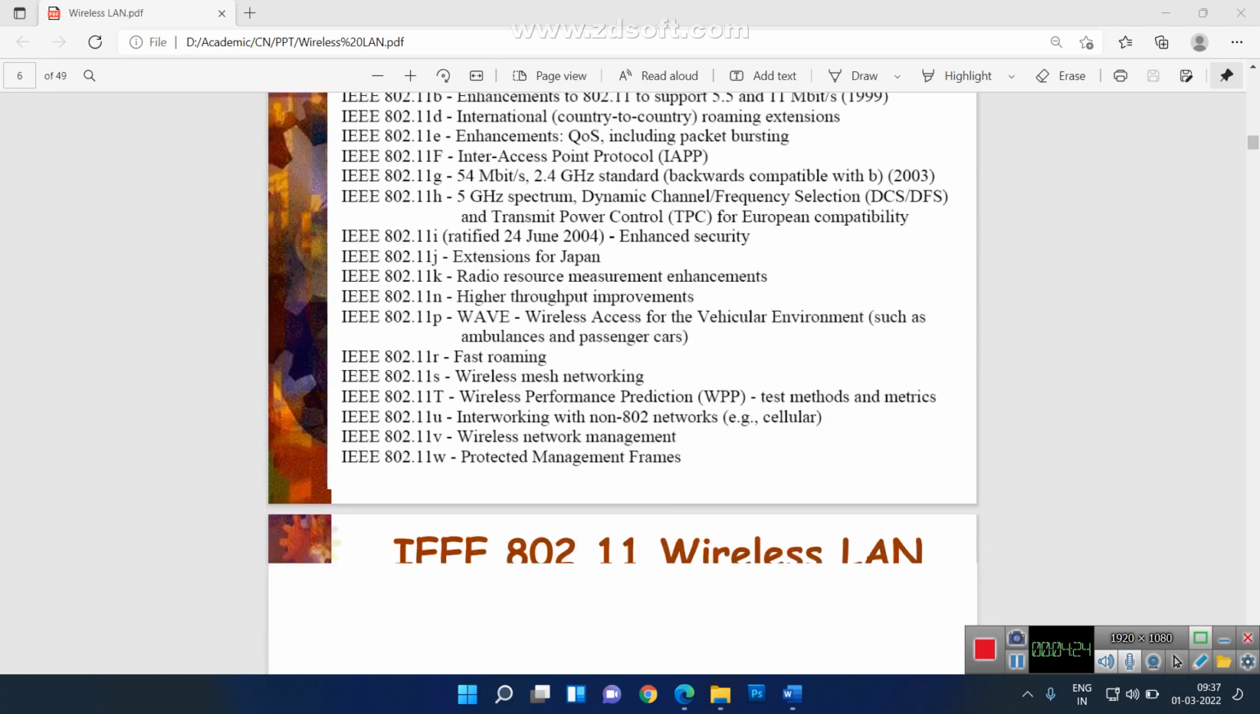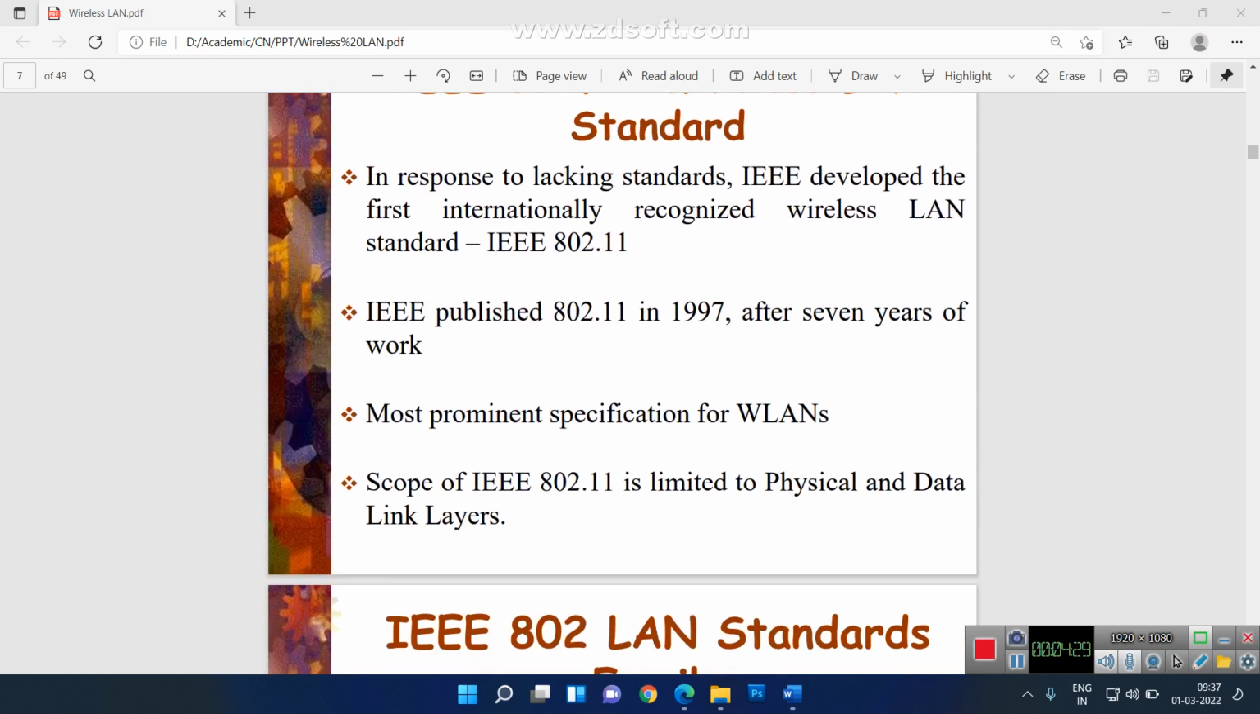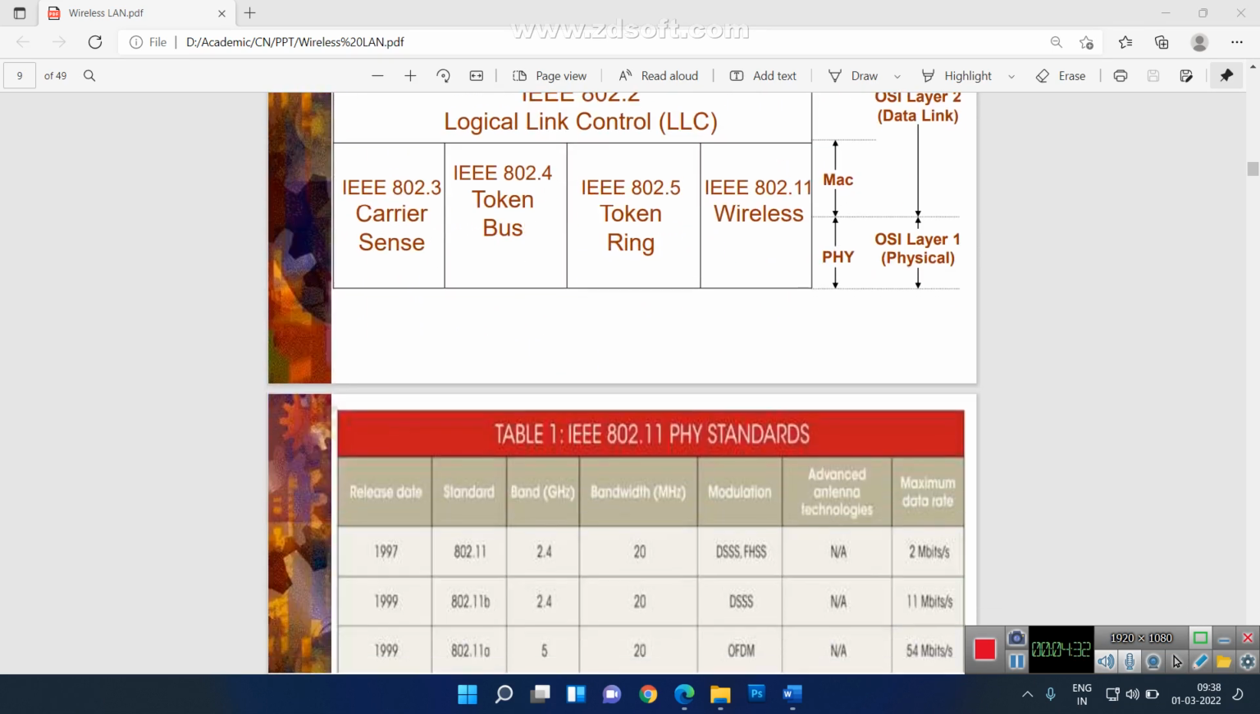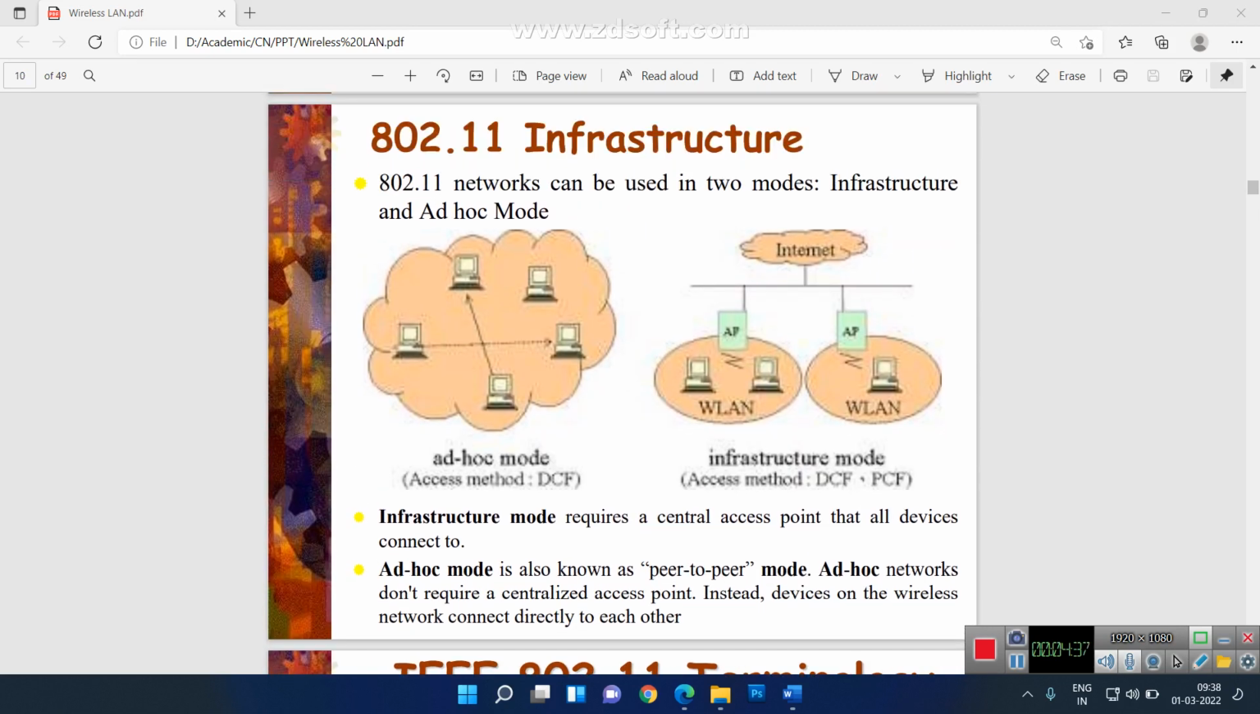So these are the several types of IEEE 802.11 standards. We can directly go to the infrastructure. This is the 802.11 infrastructure. There are two types of infrastructure available: one is infrastructure mode, another is ad hoc mode. The infrastructure mode can be used only in organizations and educational institutions.